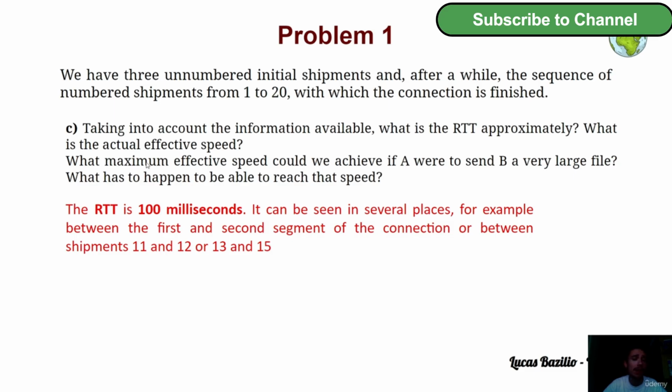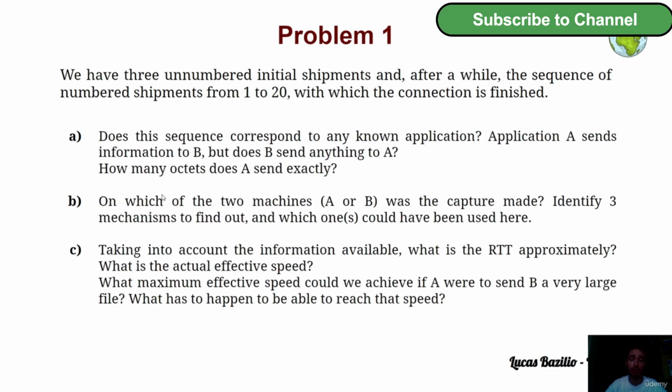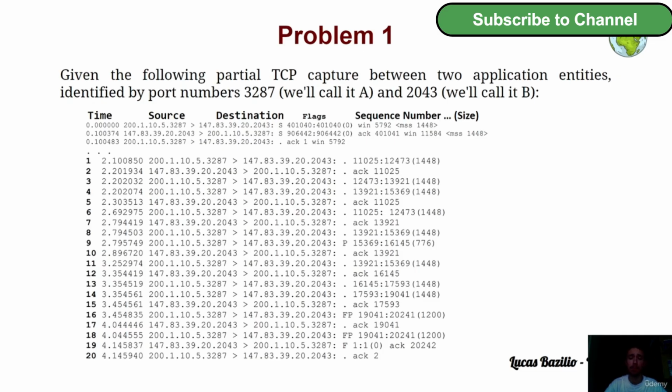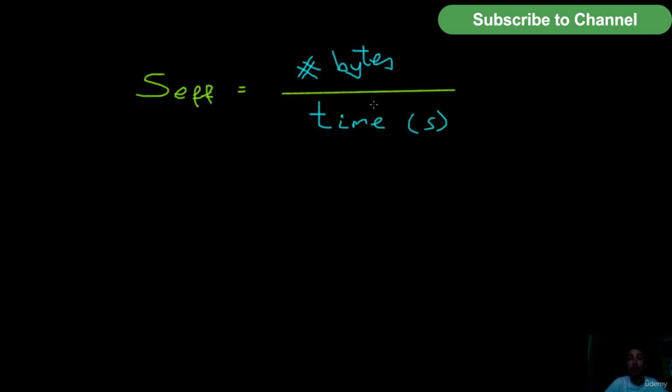Let's begin with what is the actual effective speed that we see in this capture frame on this TCP connection between A and B, between these two applications. So first of all, this is going to be a computation of the quotient to calculate the actual effective speed. We are going to have here on the numerator the number of bytes, the amount of bytes that we have sent so far. And here the time in seconds. If we do this fraction, from the capture, we are going to have the actual effective speed.